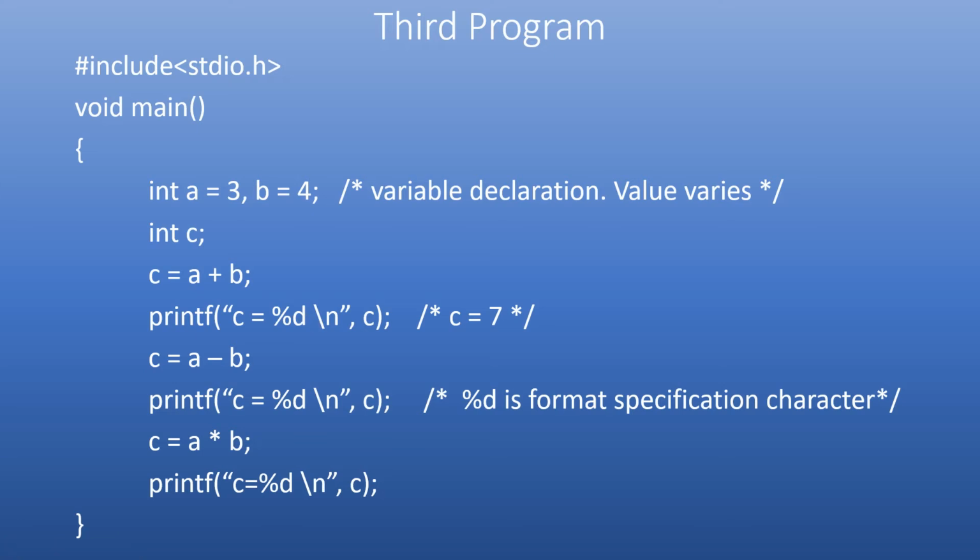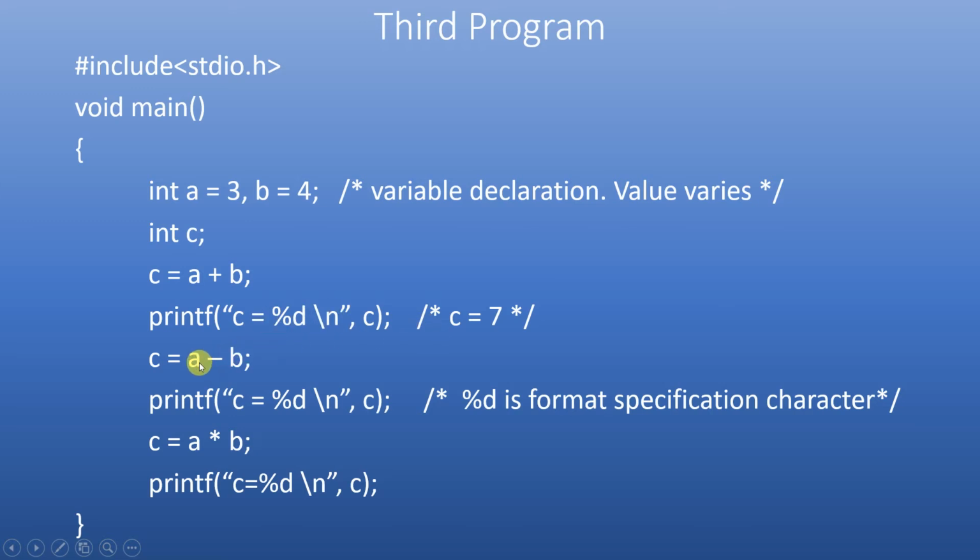So this %d is a format specification character, and it represents an integer. %d specifies an integer. I am trying to print an integer. We are informing the compiler that we are trying to print an integer here. We are mentioning the data type of the variable. The data type is integer. Variables are A and B, and this %d is a format specification character. And what is the value of C? C is 7, and that will be printed on the screen.